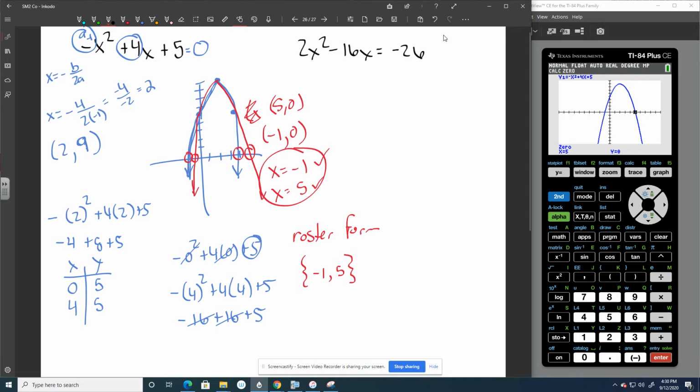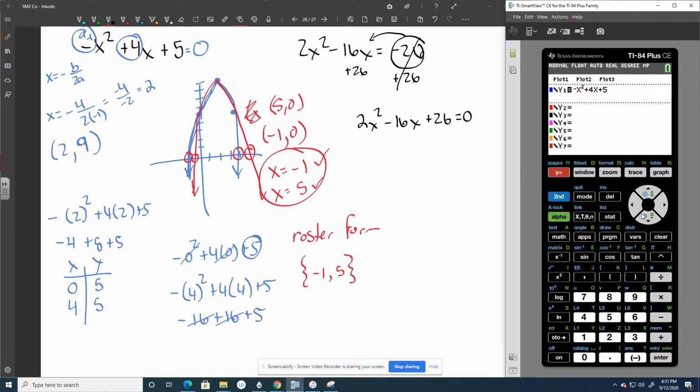We'll just go ahead and do this one on the calculator, but I have a problem. This -26 is on the wrong side. Remember, I want my function set up equal to 0. So I have to move this -26 to the other side. If I add 26 to both sides, I end up with 2x squared minus 16x plus 26 equals 0, since those cancel out. And that's the equation that I'm going to use.